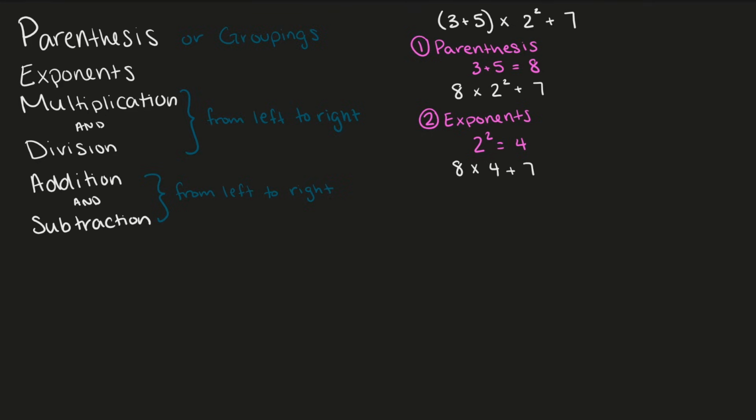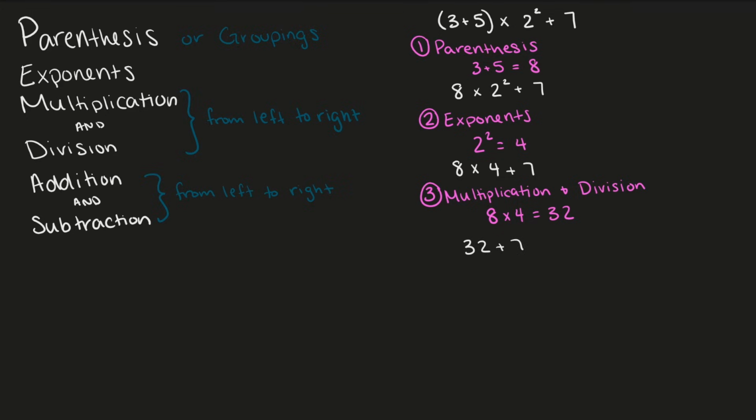Next, we have our multiplication and division from left to right. So what this means is you're going to read the problem from left to right, and anywhere you see multiplication or division, you're going to perform that operation. So in this case, when we're looking at this from left to right, we have 8 times 4, so we're going to perform that operation.